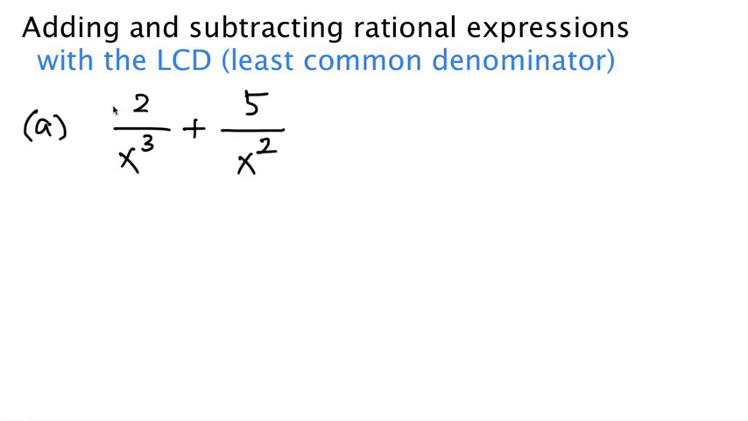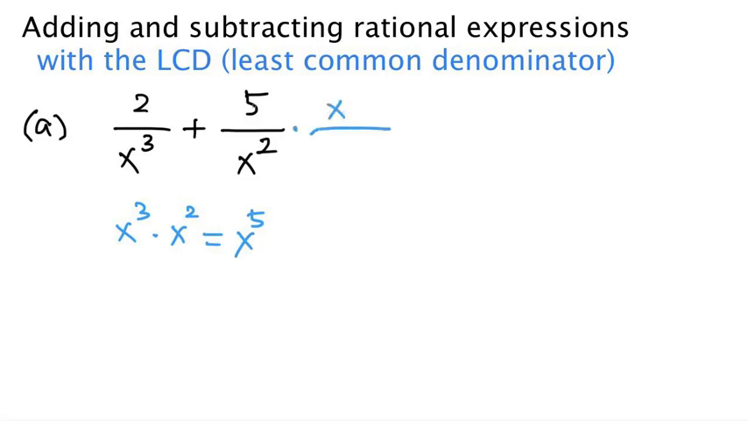So in this example, we have two rational expressions added together, and they have different denominators. See, x cubed and x squared, they are different. So if they are different, we need to find the common denominator. To find the common denominator, we can use the method I explained in the last video: simply multiply the denominators, and that's going to make a common denominator. But we can do better than that here. See what I'm doing?